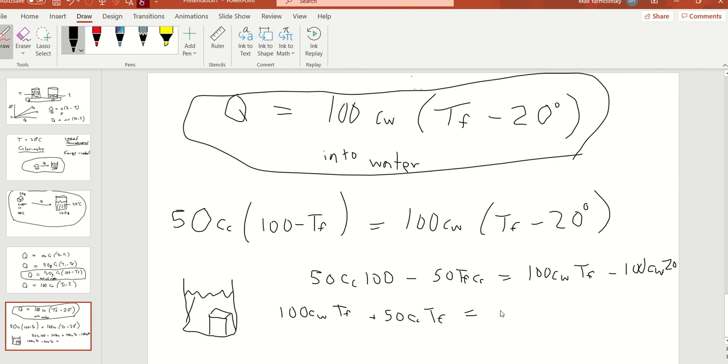And then over on the other hand side, we'll have 50 times specific heat of copper times 100 degrees. And finally, we'll have plus 100 times specific heat of water times 20 degrees. Okay. So now we can factor out the T final over on the left-hand side.